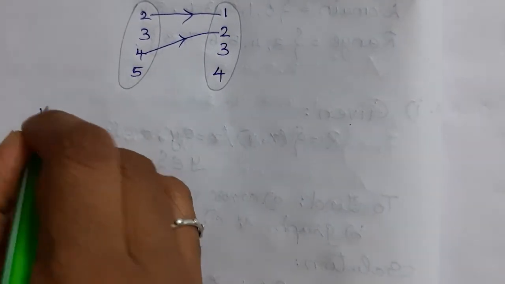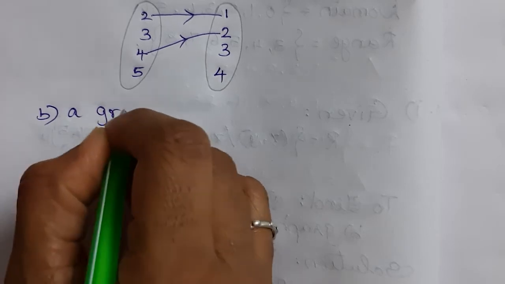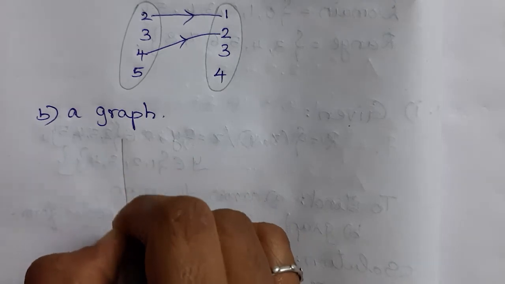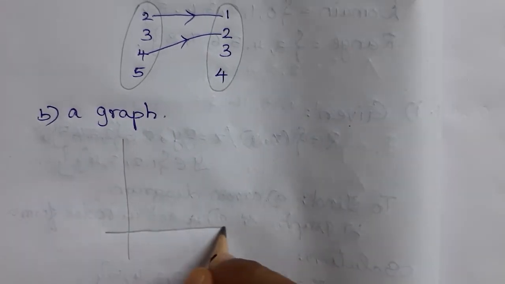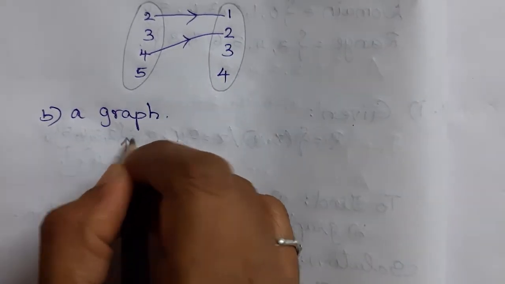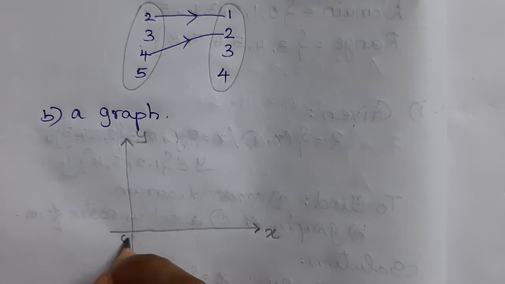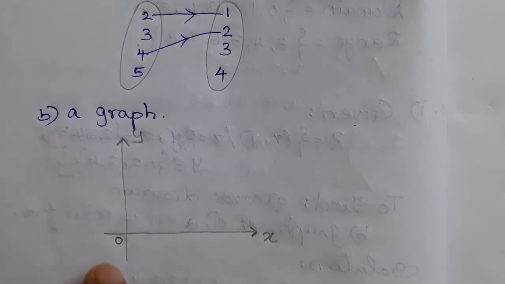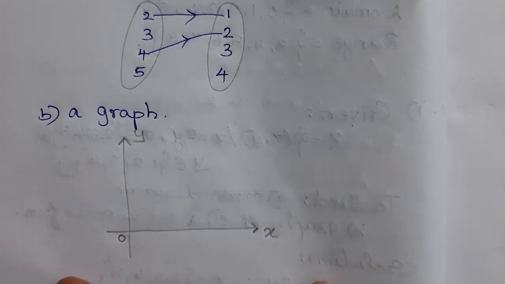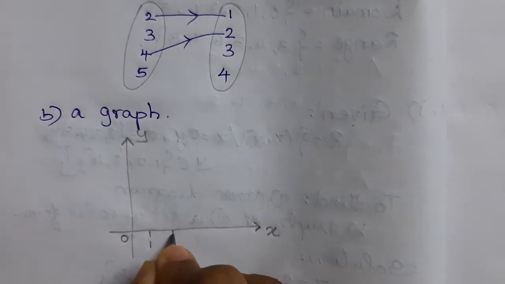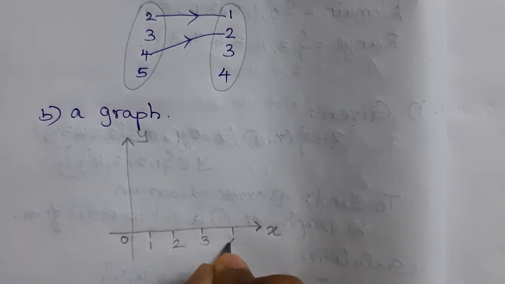Next, let's see how to draw a graph for the relation. As usual, we know for a graph you have two axes, the x-axis and the y-axis. The horizontal line is the x-axis and the vertical is the y-axis. This is the origin (0, 0), and this side will be the negative x-axis and the negative y-axis below. I am not going to write the negative axes. I am just making it short like this, the x and y axes, because here the values are positive. So I will be writing 1, 2, 3, 4.